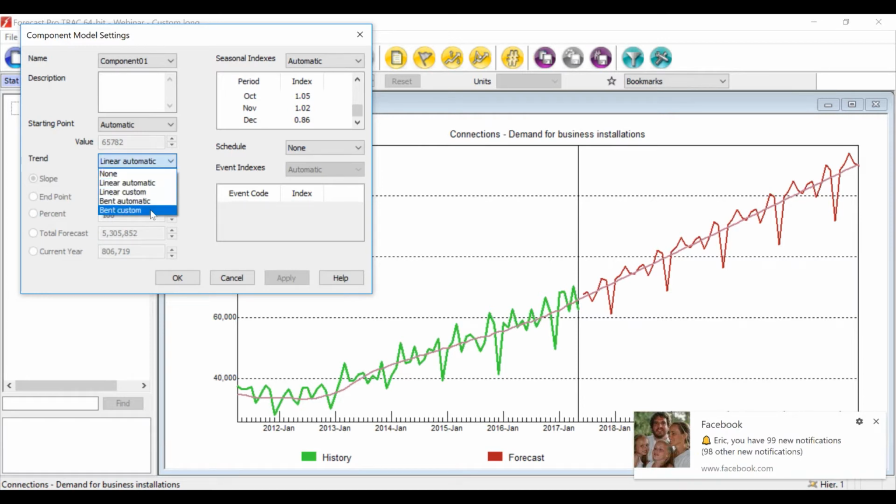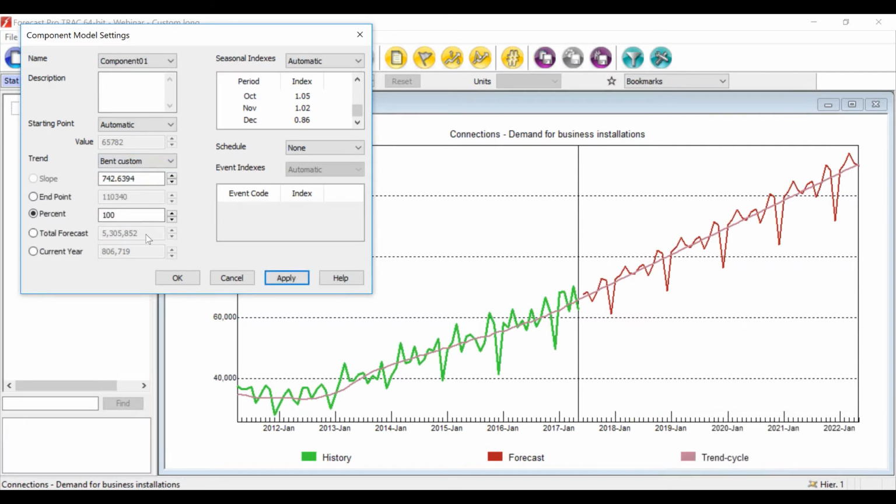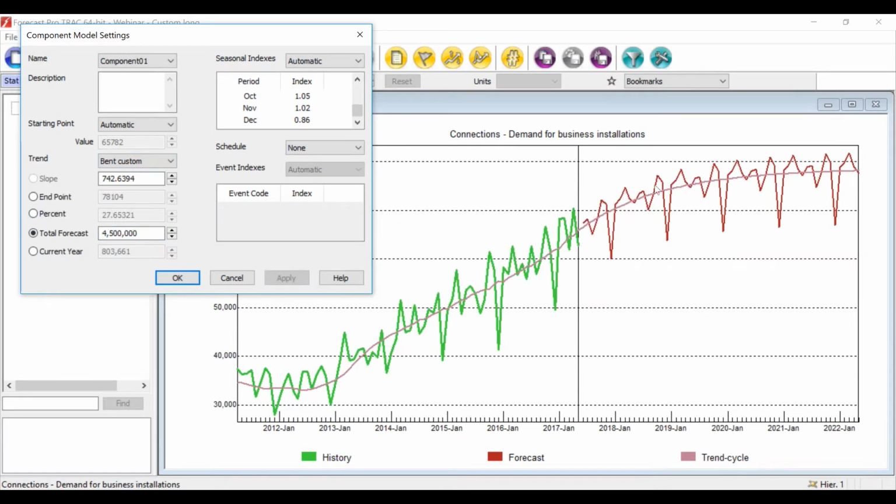So I'm going to go to what we call a bent custom trend. I'll get rid of that little box. And rather than using this linear trend for 5 years, I'm going to modify it so the total forecast, instead of equaling 5.3 million, is going to be 4.5 million. So I'm just going to put that in there, and I'll hit apply. And you can see that we've bent that trend. We've modified it so that that total forecast is going to equal 4.5 million.